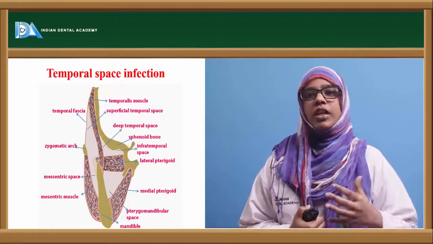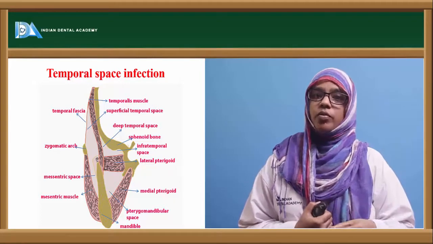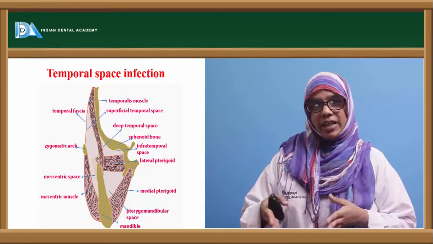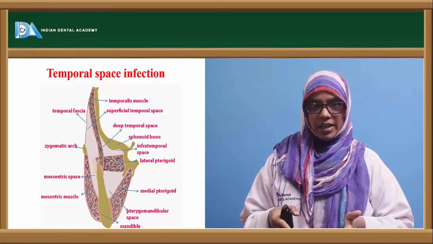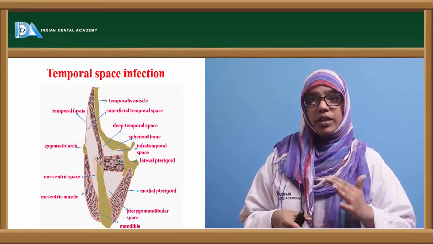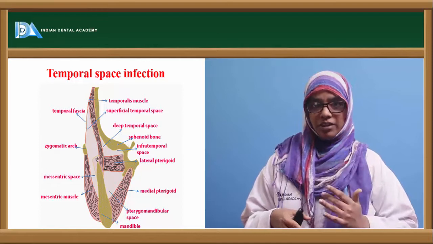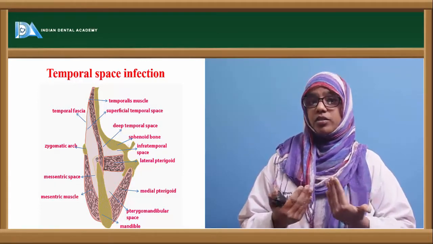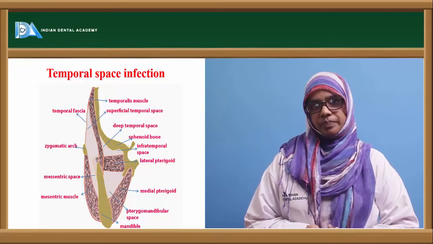Let's move on to the infratemporal space infection. Now basically what is the infratemporal space boundary? It is bounded medially by the lateral pterygoid plate, laterally by the temporalis muscle tendon and the coronoid, superiorly by the greater wing of sphenoid, inferiorly by the lateral pterygoid muscle, and posterior superiorly by the condyle attachment of the muscles.